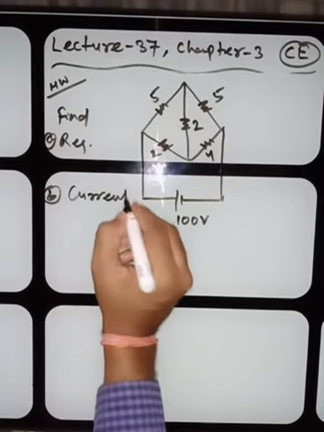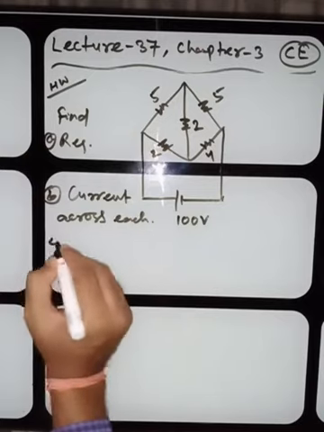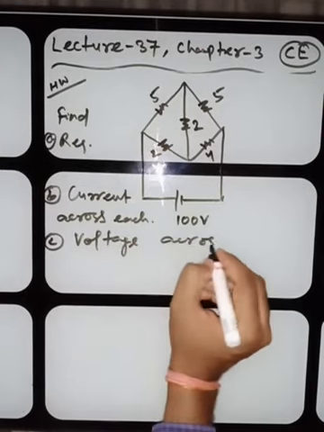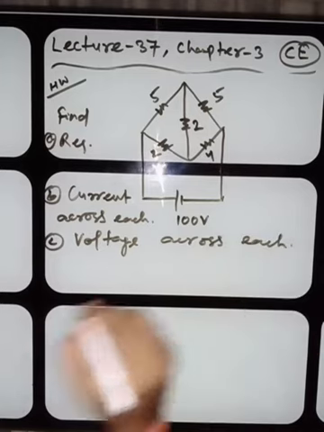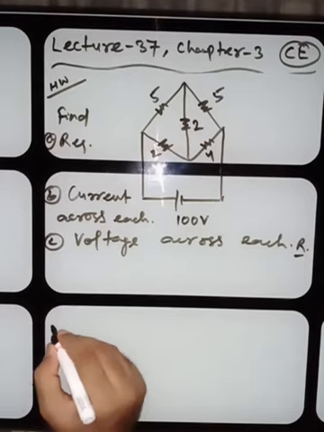A, B, current across each, and C, voltage across each resistor.